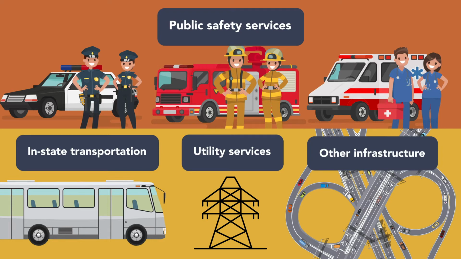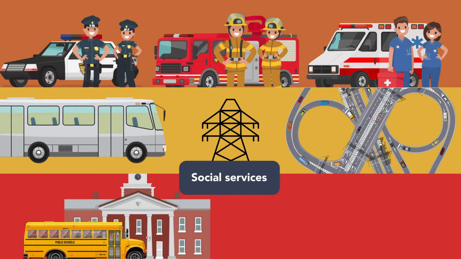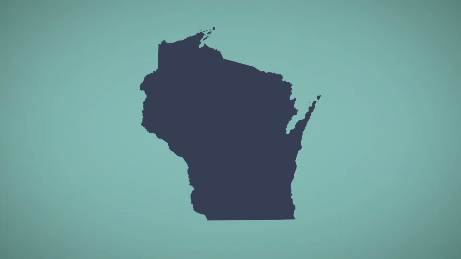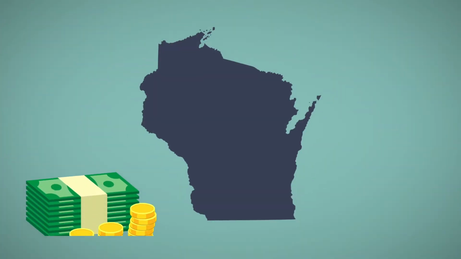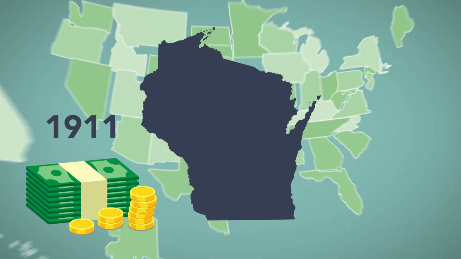States also must provide basic social services to their residents, such as public education and assistance for the disabled or elderly. States use the revenue they collect from taxes, fees, and licenses to maintain their governments and fund the public services that they provide. Wisconsin was the first jurisdiction to introduce the successful personal income tax in 1911, and subsequently, most states have followed suit.